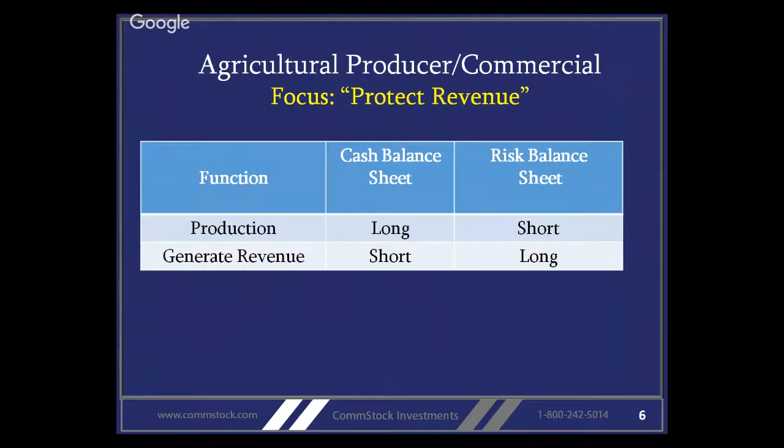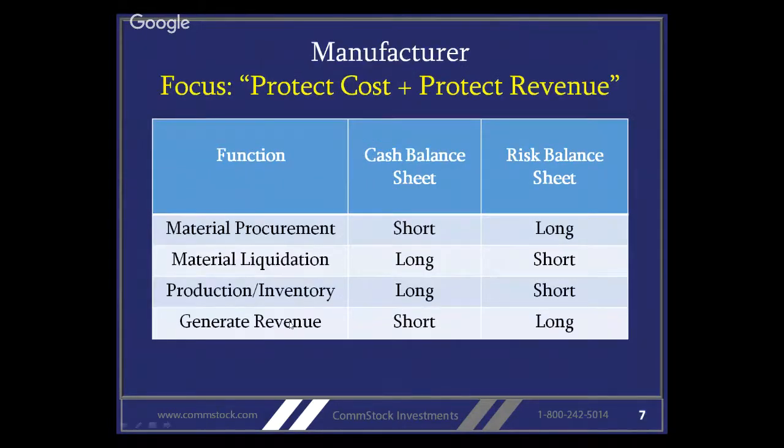As you're producing the product, you have one position, your long cash, short risk. And as you generate your revenue and liquidate your product, you short your balance sheet and you're long your risk. And just keep that simple and try not to read too much into it for the time being. A manufacturer, on the other hand, still has the production side of the business, but they also have the procurement. So their sense is I've got to protect my costs coming in and protect my revenue on the way out. So you're looking at exactly the same, except you've got two legs on that stool rather than one.